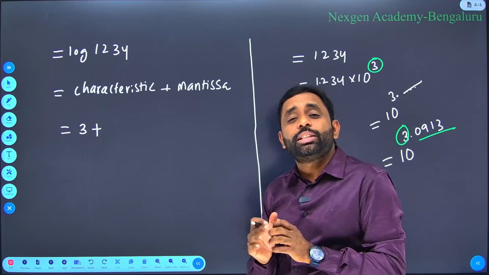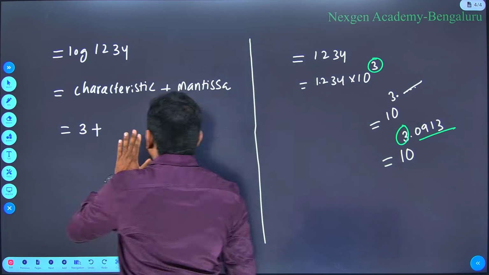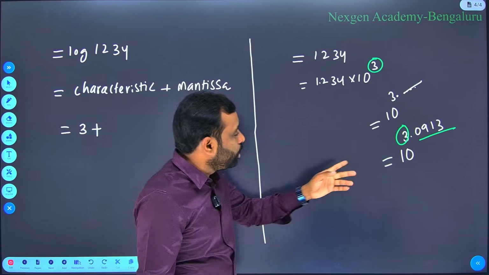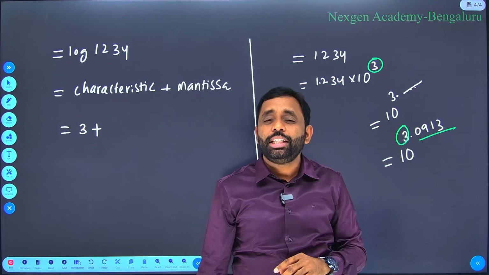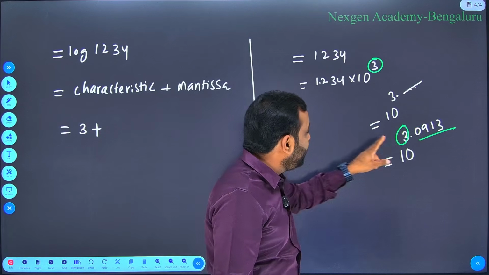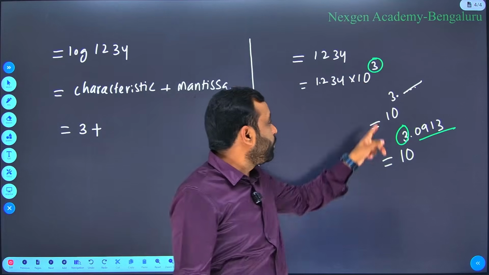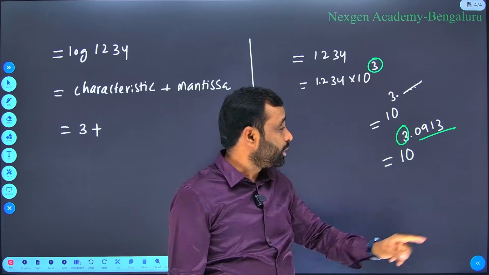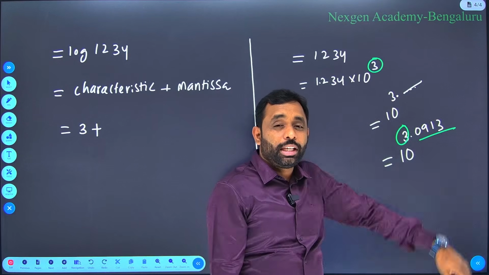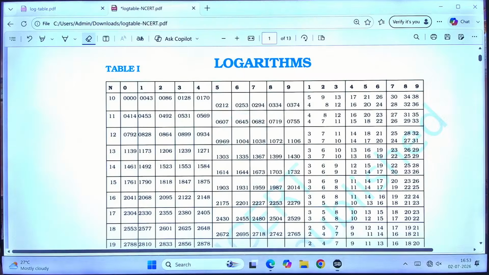So for that reason we need the help of the logarithm table. Characteristic we have found, but how to find the mantissa? As I told you, 3.0913 is the answer for log 1234. This 3 we can directly write based on the scientific notation; the power we have written is the characteristic. But for the 0.0913 after the decimal point, we need the logarithm table.